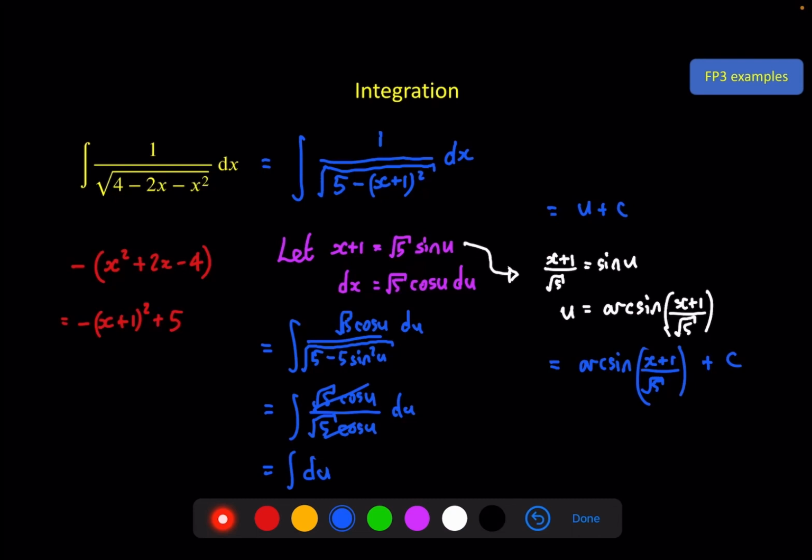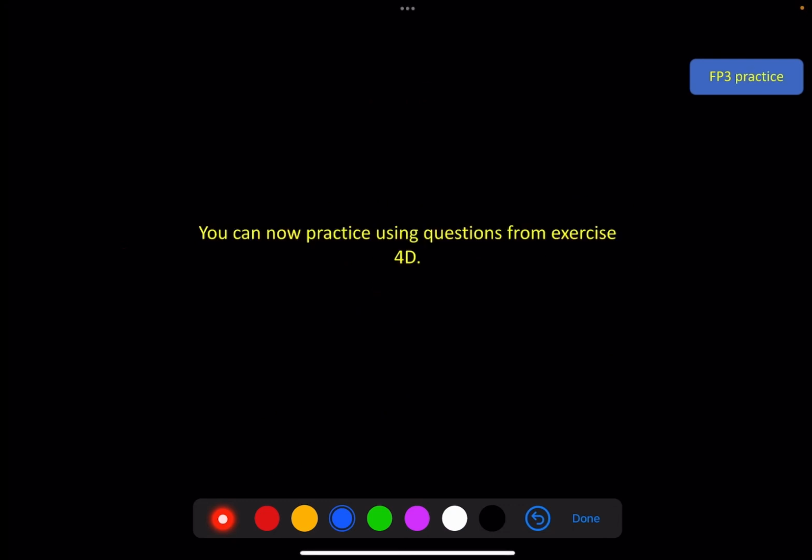Complete the square, put it into a format that you recognize, and either apply the appropriate substitution, or if you don't have to do that, use one of the standard results on the formula sheet. And you can practice these ideas using questions from exercise 4D in the textbook.